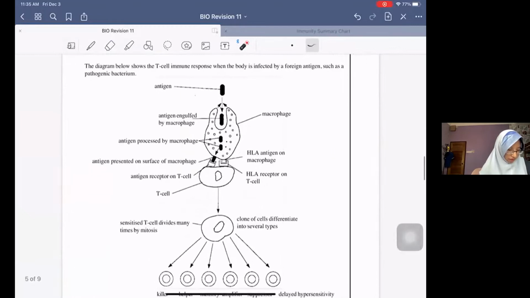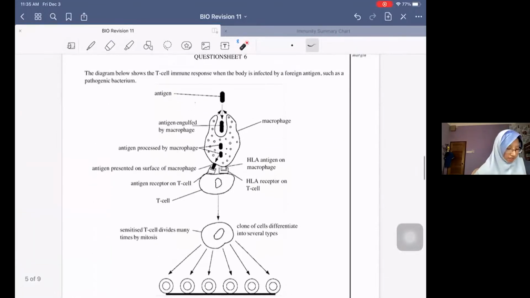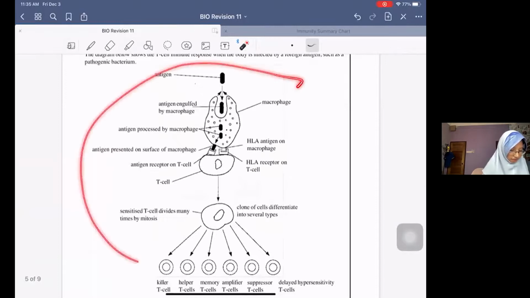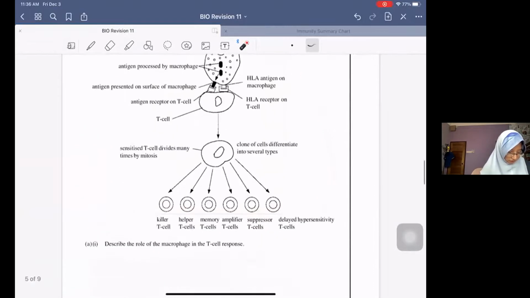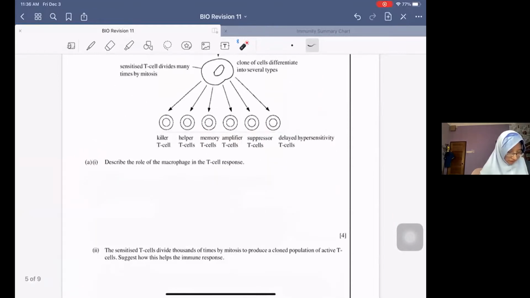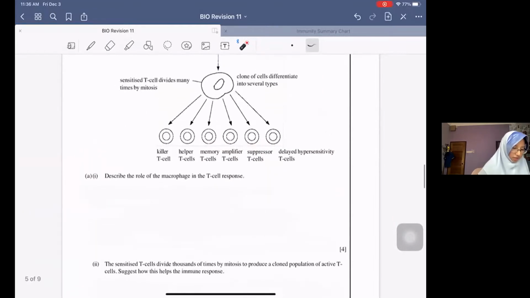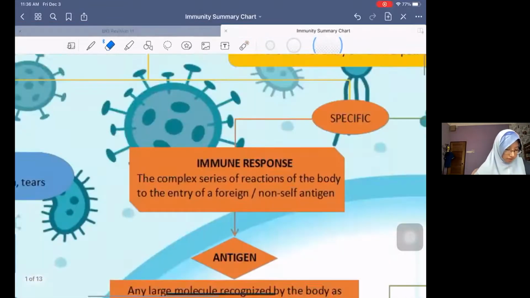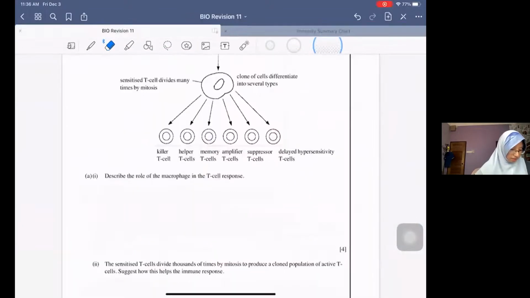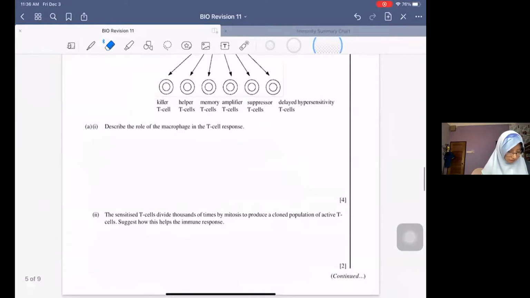All right, so this one is the cell-mediated response involving T cells. So here's the whole process. So describe the role of macrophage in T cell response. It's the same thing that I explained just now, this one. So it begins with this. So it's 4 marks.